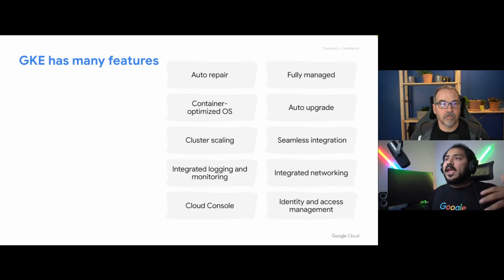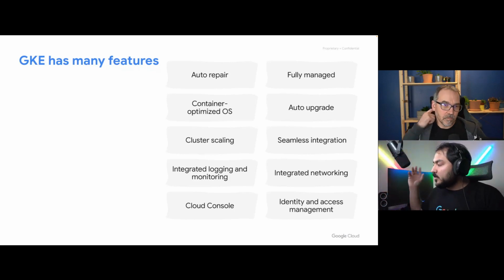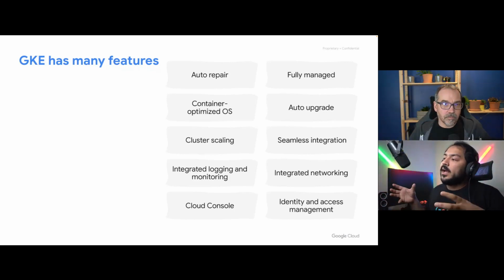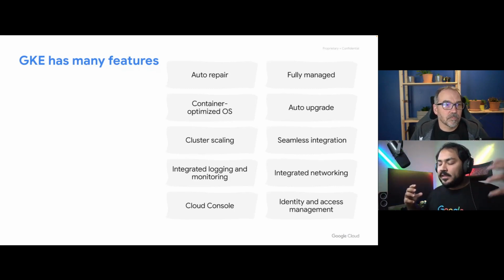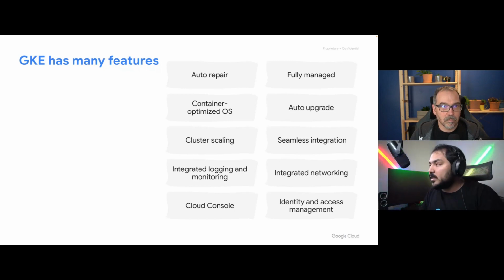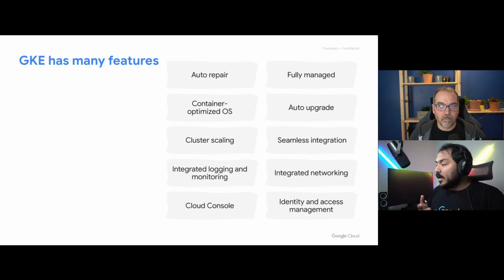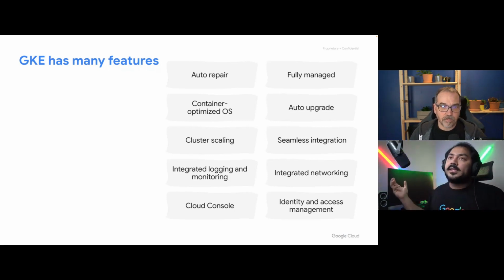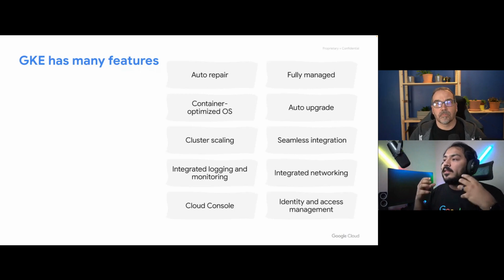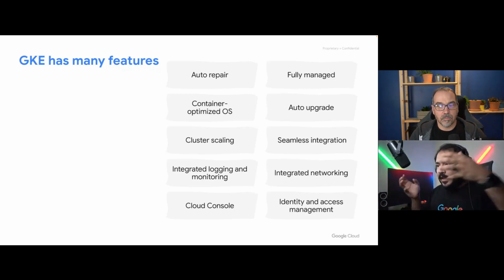So GKE has many features. A lot of those are available in open source Kubernetes, but we have added our knowledge of running SRE practices inside Google to fine-tune that to the best of our abilities. So auto repair is fully managed. We have auto upgrade built into GKE, and seamless integration with other Google services. If you're doing AI things in Google or other Google Cloud services, you have seamless integration between those things, as well as networking, like Google's global network system is available through GKE as well. So you can get the best of Google's network in your Kubernetes environments.